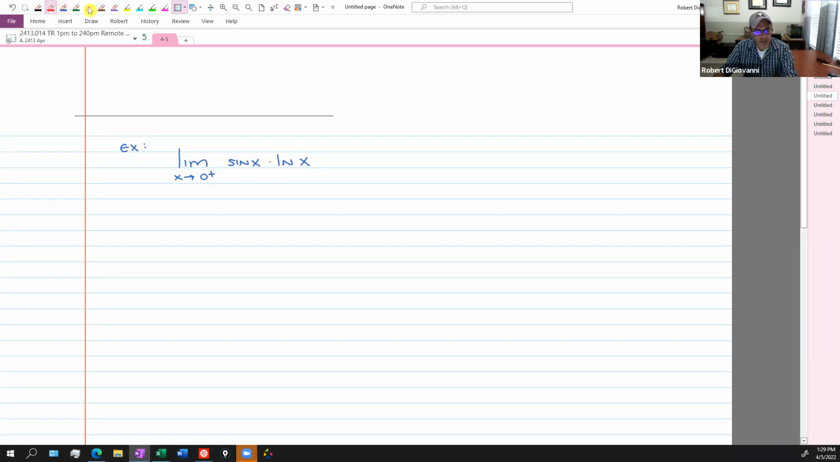So where is sine of x headed as x goes to 0? Sine of 0 is 0, right? And then what about the natural log of x? You've got to know what the graph looks like, right? This is natural log of x, and we are approaching 0 from the right-hand side, and the graph is diving down to negative infinity.